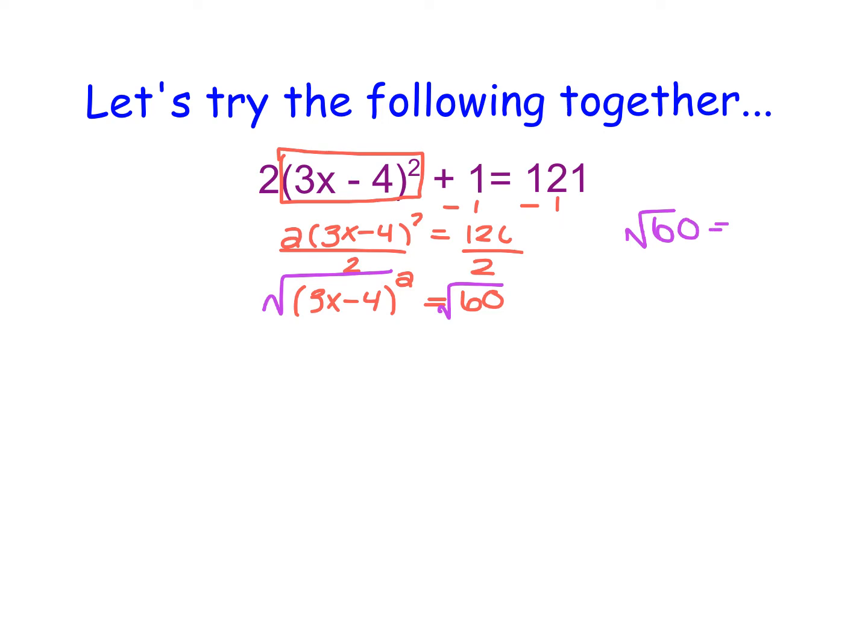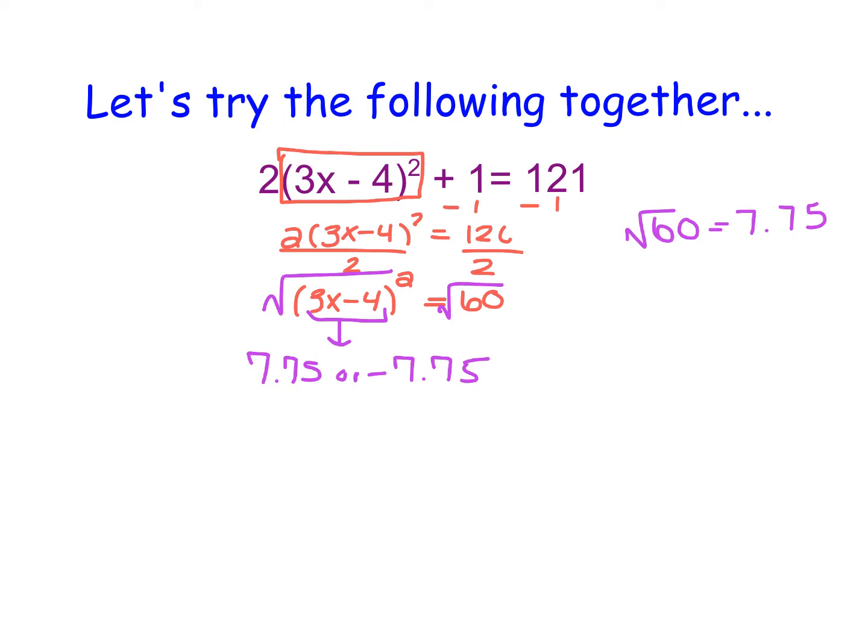Well, if I square root 60 in my calculator, I find rounded to 2 decimal points that the square root of 60 is approximately 7.75. So I know that the two numbers that when squared give me 60 are going to be 7.75 or negative 7.75. Those are my two numbers that when squared will give me 60.